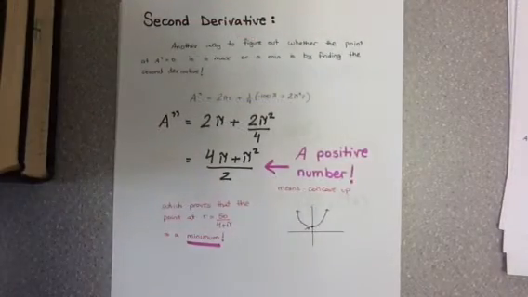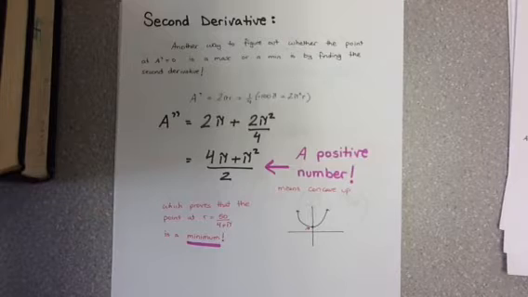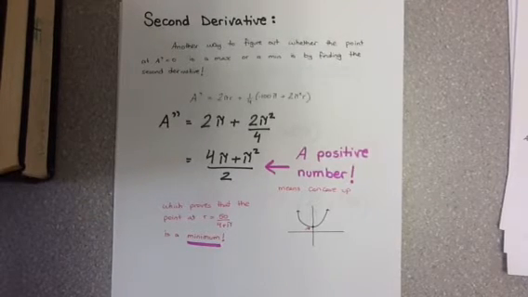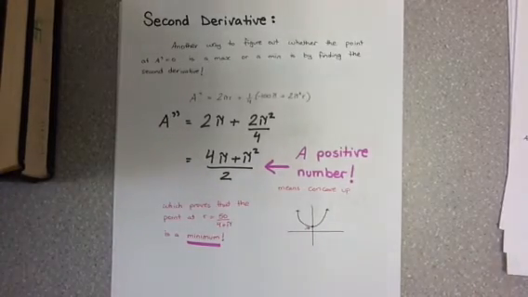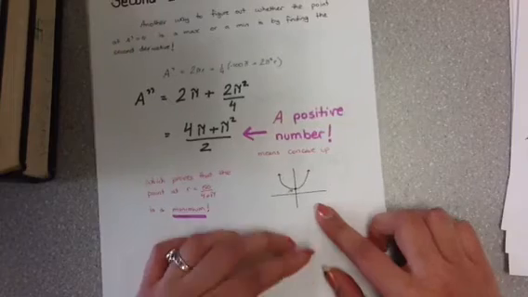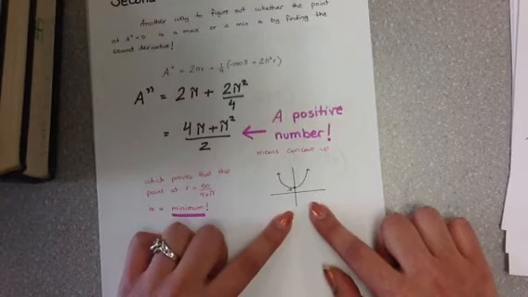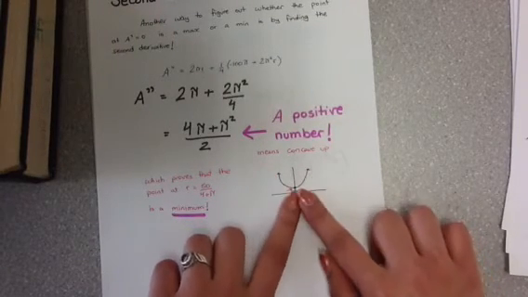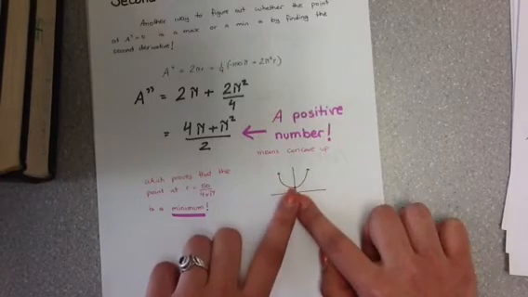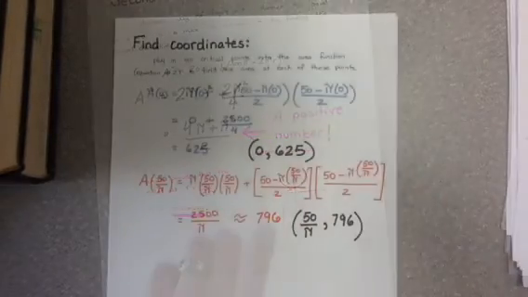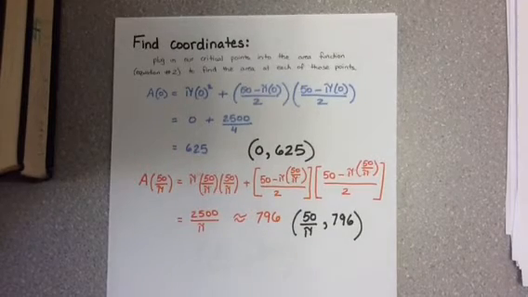We use the second derivative to find out if the point at A prime equals 0 is a max or a min. We get a positive number. Therefore, it is a min. Referring back to the parabola that we drew a while back, we can also figure out that it is concave up. And when it's concave up, the minimum point is the minimum point. So what we do next is we find the coordinates.